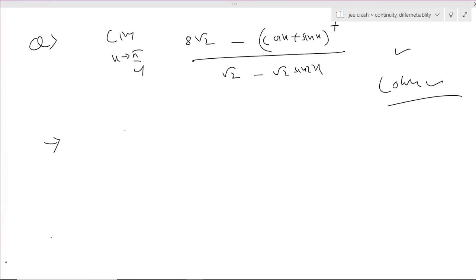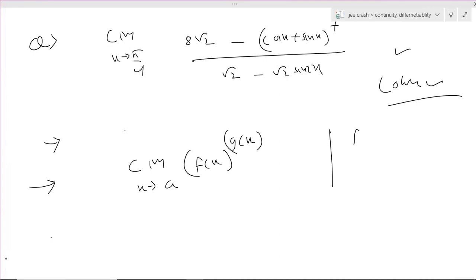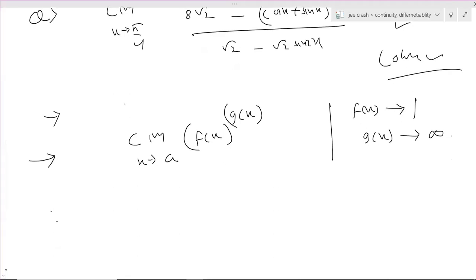All right. So let me give you some theory on this. Whenever you see limit x tending to a, f of x to the power g of x, where f of x is tending to 1 and g of x is tending to infinite, how to solve this? Please note it down.